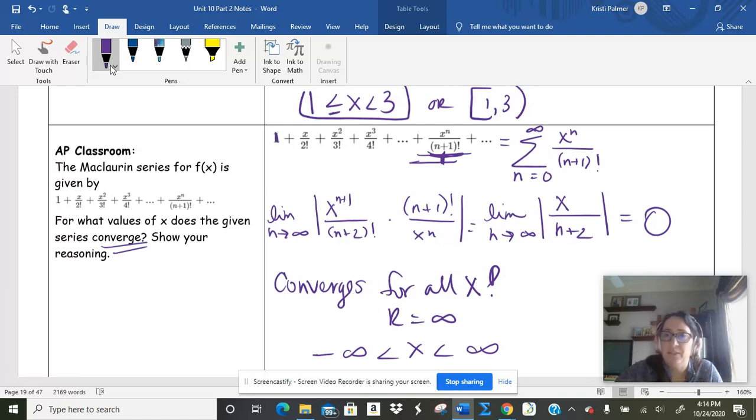So I got the limit to be 0, which we love, because that means that whatever this f of x was, this power series matched it for f. So super cool.